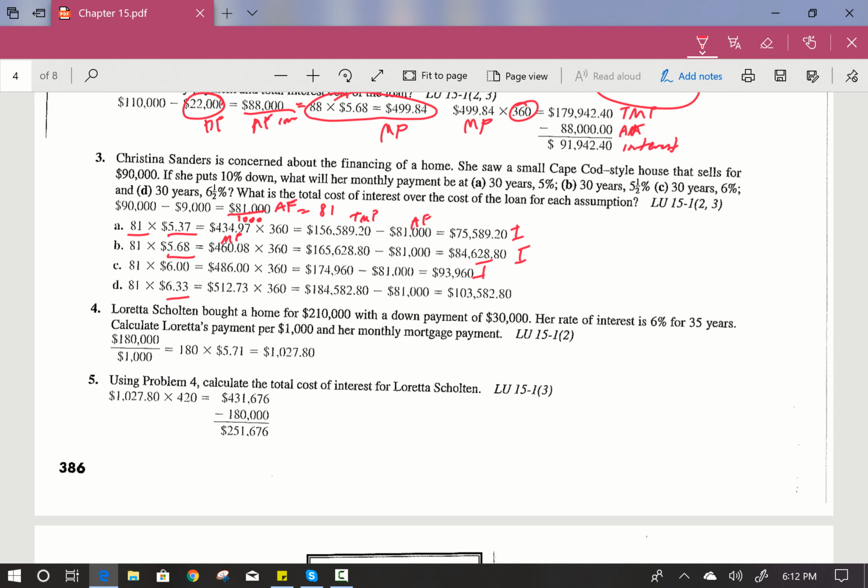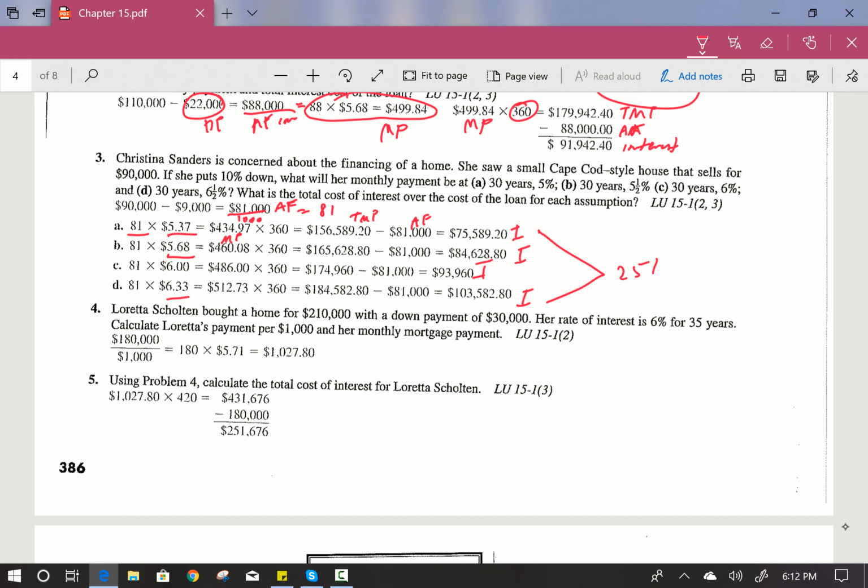Then the fourth assumption of 30 years and 6.5% will give us a factor of 6.33 times 81, which gives us a monthly payment of $512.73. That principal and interest times 360 months gives us a total of all of our monthly payments of $184,582.80. We'll subtract $81,000 from that for the amount financed, and that will give us interest of $103,582.80.